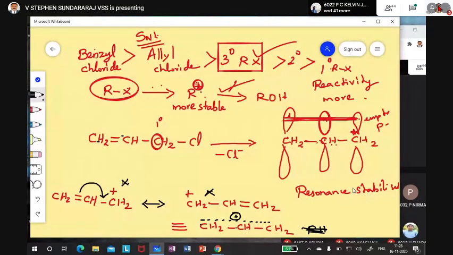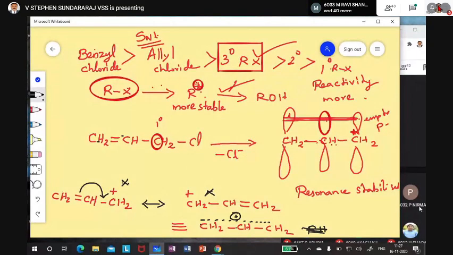So once it is more stable, what happens? It will form suddenly because it is supported. With less energy itself, the first step will take place easily, and then the second step will be very fast. So that is the reason: due to resonance stabilization, it is more stable, therefore more reactive. Don't forget that. Then the next question is coming, sir, about benzyl.